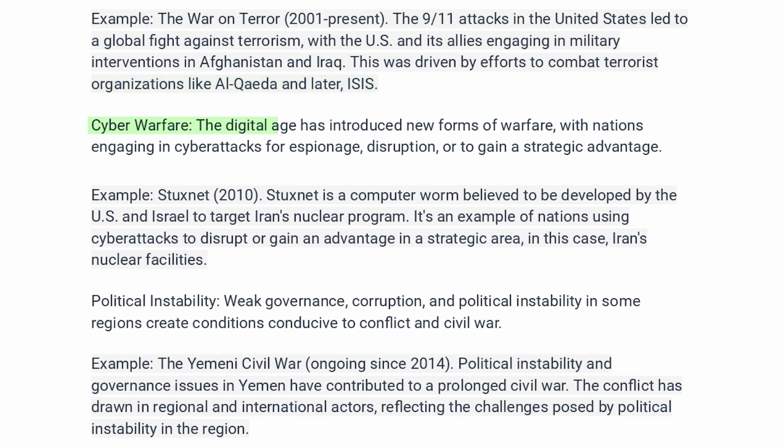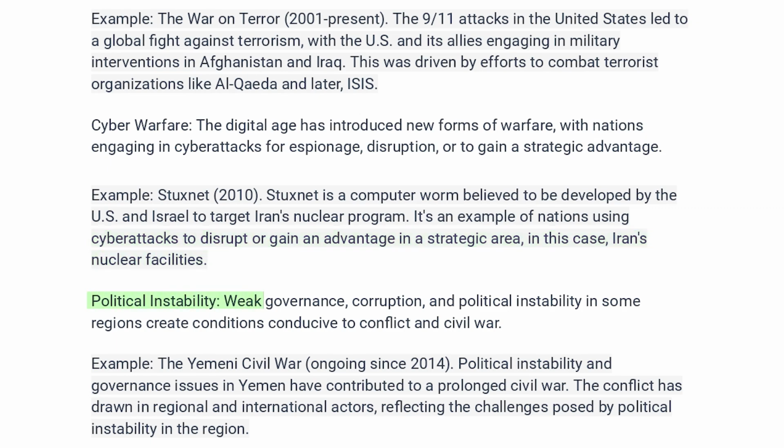Cyber warfare. The digital age has introduced new forms of warfare, with nations engaging in cyberattacks for espionage, disruption, or to gain a strategic advantage. Example: Stuxnet, 2010. Stuxnet is a computer worm believed to be developed by the US and Israel to target Iran's nuclear program. It's an example of nations using cyber attacks to disrupt or gain an advantage in a strategic area, in this case, Iran's nuclear facilities.